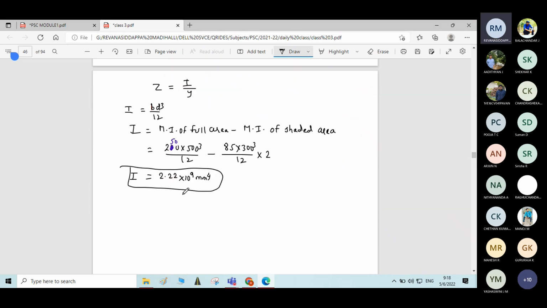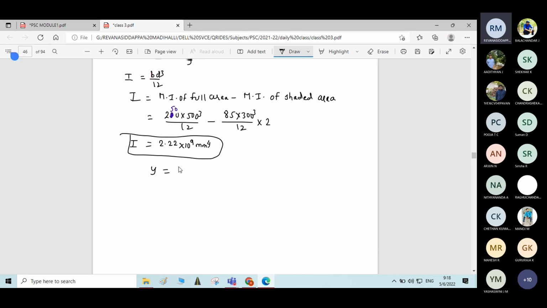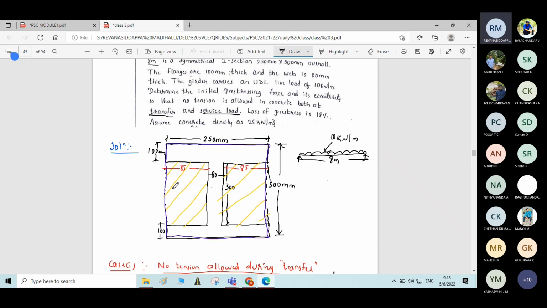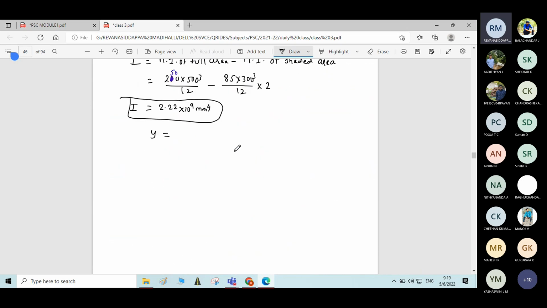Then y is the distance of the centroidal axis. So this I section, whatever is given, is symmetric. Okay, it is a symmetric I section. For a symmetric I section, the y distance of the centroid from the top fiber or the bottom fiber is directly overall depth divided by 2. Okay, y is equal to 500 divided by 2. So you will get 250 mm.